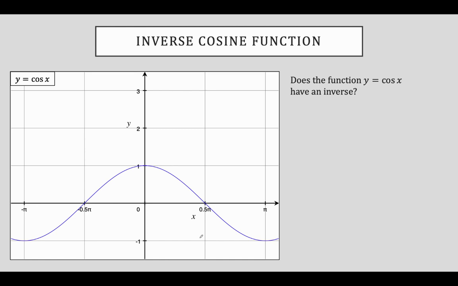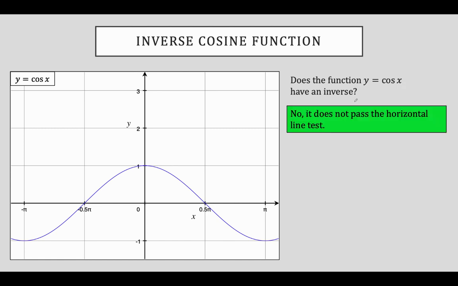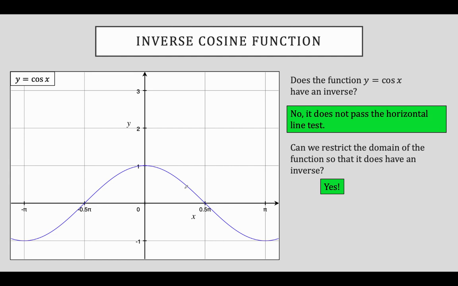Let's see if we can do the same thing with our cosine function now. So here I have a graph of y equals the cosine of x. We have this nice cosine wave. Does the function y equals cosine of x have an inverse? Well, as is, it does not. It fails to pass the horizontal line test. If I draw a horizontal line, I get multiple intersection points. However, can we restrict the domain of the function so that it does have an inverse, so that it does pass the horizontal line test? And the answer to that question is yes.